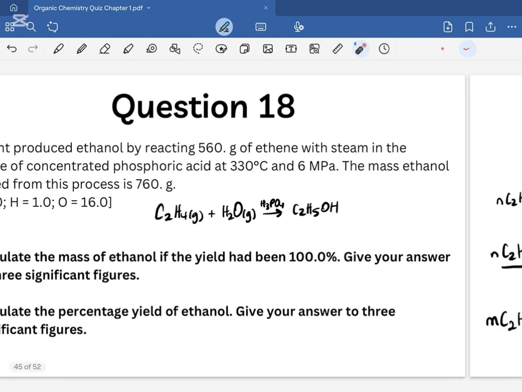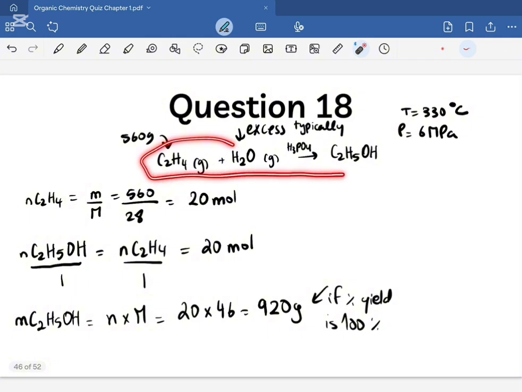So first, I need to write the reaction again over here. And I have to determine the number of moles of the reactant that I have used, which is C2H4. Now, H2O is typically in excess in this reaction whenever we react an alkene with steam. So this is used in excess, the steam. And so therefore, I have to find the number of moles for the limiting reactant, which is ethene.